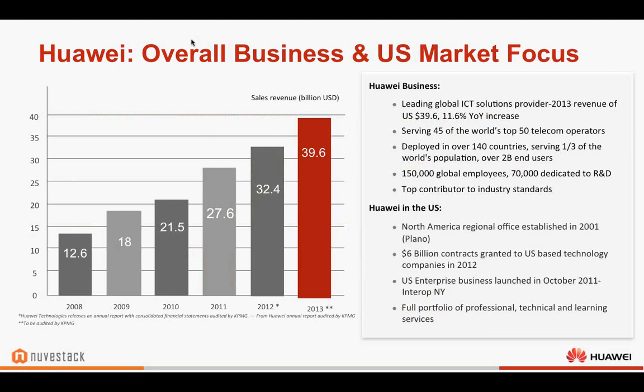Just so that you know, Huawei serves 45 of the world's top 50 telco operators, and this is really where we get our reputation of extremely reliable, bulletproof kinds of devices. We also have a great reputation as a value purchase because our pricing is very aggressive as well. We have over 150,000 employees, 70,000 of which are dedicated to engineering, which is one of the reasons why we have so much innovation and investment going on.